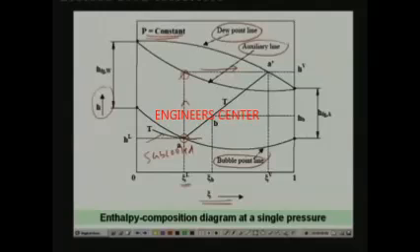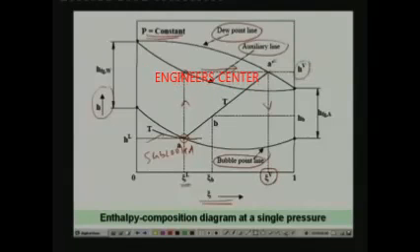Where this horizontal line intersects the dew point line, that will give you the vapor phase mass fraction. Once you get this point, the vapor phase mass fraction is obtained by going down vertically, and this is the vapor phase mass fraction, and this is the enthalpy of the vapor phase, the saturated vapor. Similarly, this is the enthalpy of the saturated liquid.